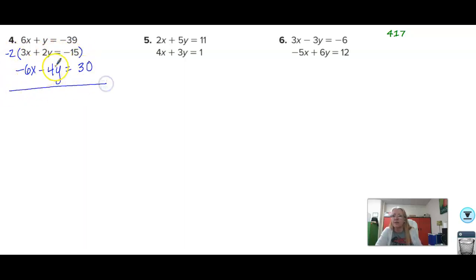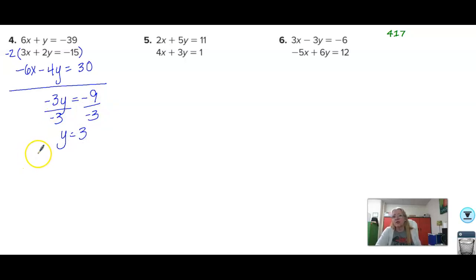Now I'm adding this equation and this equation together. 6x plus -6x gives me no x. Positive y and a -4y gives me a -3y. And a -39 and a positive 30 gives me a -9. Then if I divide both sides by -3, I get that y is 3.